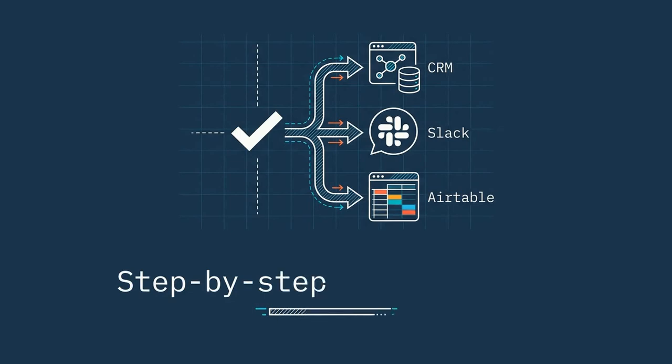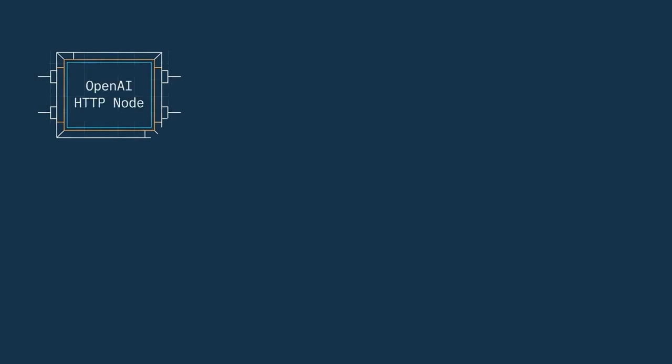Here's how to build it step by step. Start in N8N by creating a new workflow with a webhook trigger node. This is your entry point for any incoming business event. Add 3 parallel HTTP request nodes branching from the trigger.